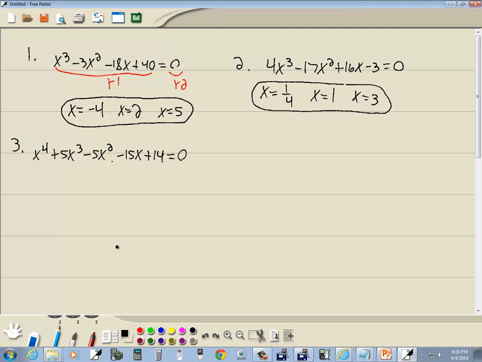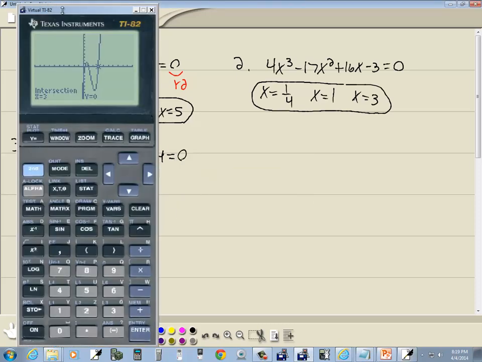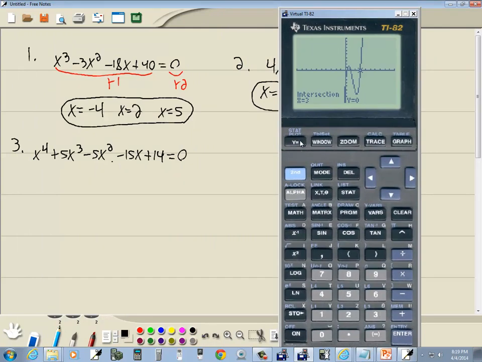Okay. Again, we're going to put the polynomial on y1, 0 on y2, just like before. So let's enter it in. We'll go to y equals clear. X to the 4th, so I do x key caret 4 plus 5x to the 3rd, so x caret 3 minus 5x squared, so minus 5, my x key, and then x squared, minus 15x plus 14. You should still have a 0 on y2, so you don't have to re-enter that.